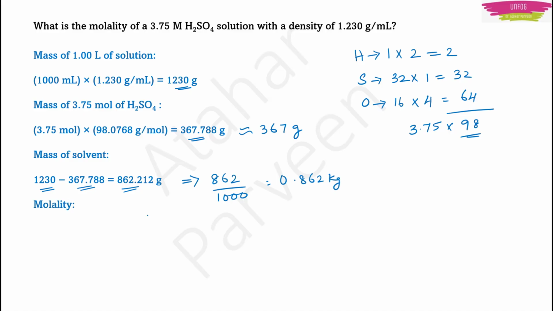Now you can easily find the molality. Molality is equal to the number of moles of solute upon mass of solvent in kg. The number of moles of solute is 3.75 moles, which is given in the question, divided by 0.862 kg. You will get 4.35 m. This will be your molality. Okay, so I think people should focus on this type of sums.